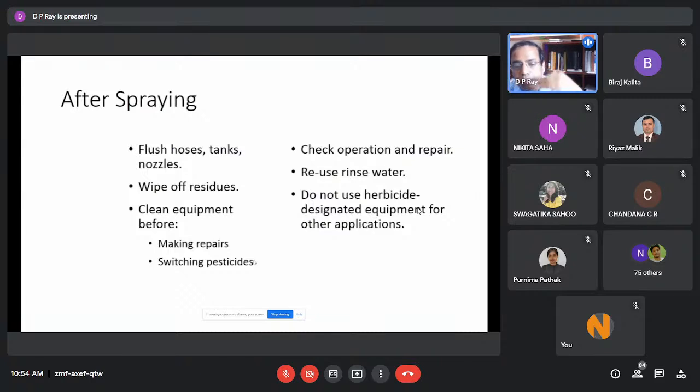And when switching pesticides, suppose you used one pesticide in the morning and are using another pesticide in the same tank or same sprayer in the evening, you should have sufficient knowledge of the pesticides.